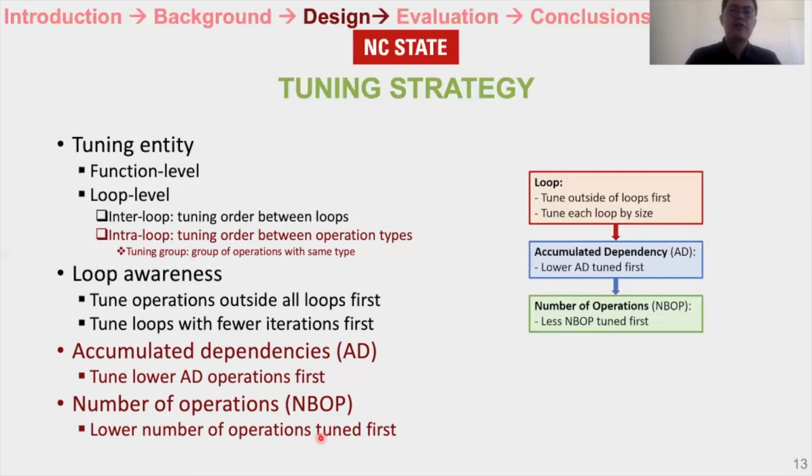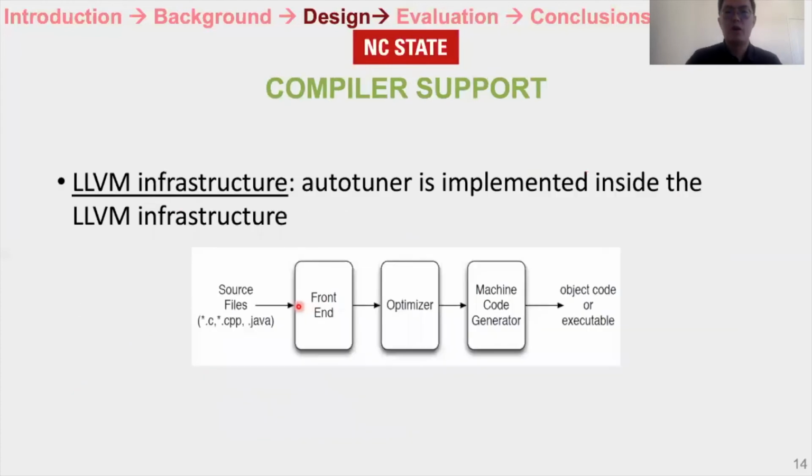This also has the same reason, because it has less error propagation. In this case, after these tuning strategies are applied, we can have the orders for all functions and all loops and all operation types inside loops. Then the tuning plan is generated. Basically, the tuning plan consists of the order between functions, the order between loops, and the order between operation types inside each loop.